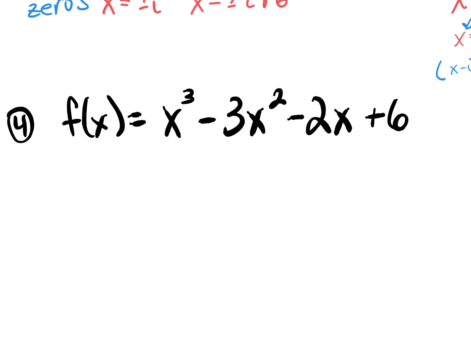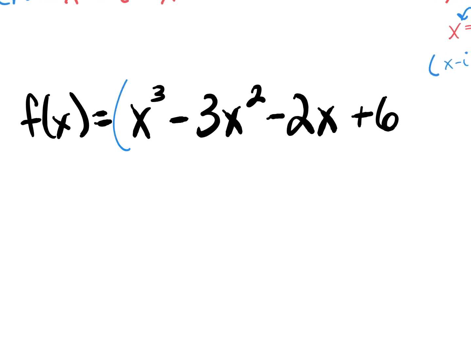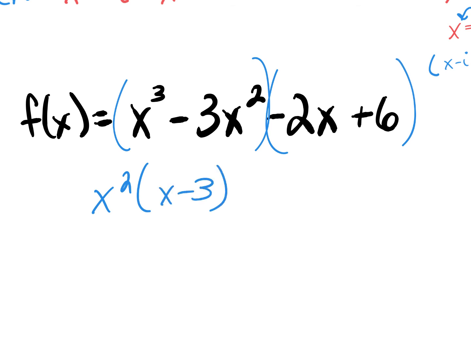Let's look at this last one. GCF? No. There are 4 terms. Can I group? Yeah, try. Let's try and group it and see what happens. What can I take out of the first parenthesis? X squared, and I'm left with X minus 3. What can I take out of the second one? Negative 2, and I'm left with X minus 3. All right.